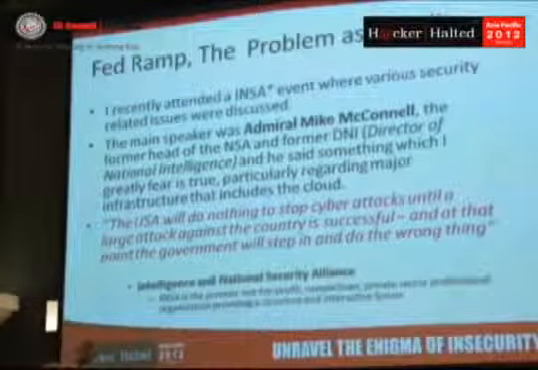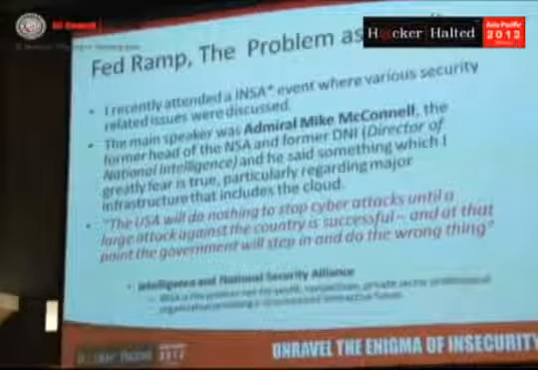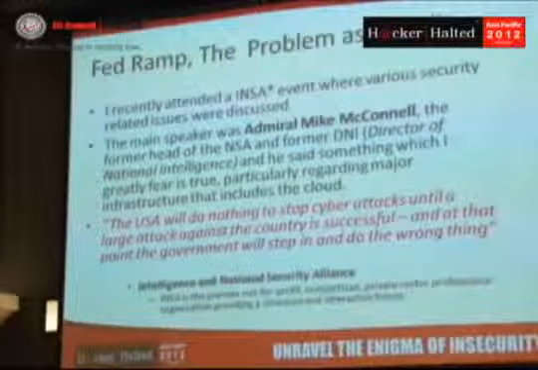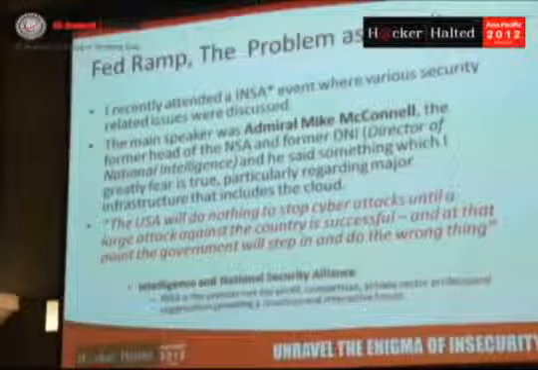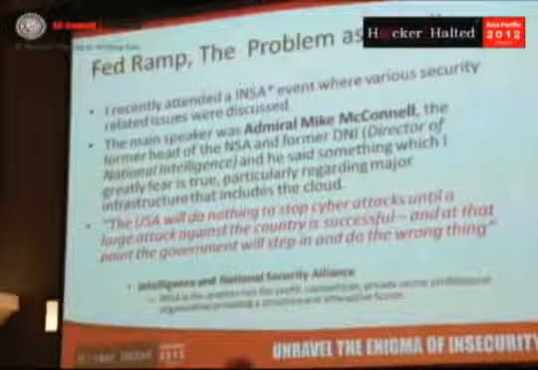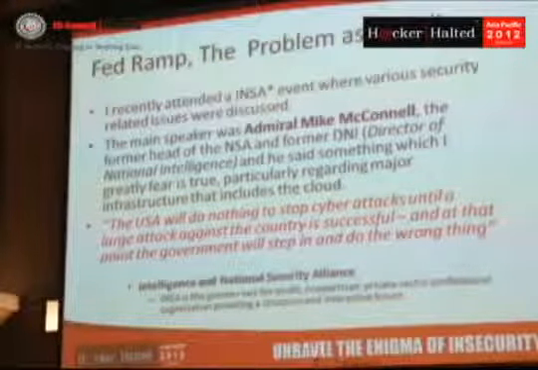He said, particularly regarding the cloud, the USA is not going to do anything to stop cyber attacks until a large attack against the country is successful. That's when we'll do something. And at that time, we're going to step in and do the wrong thing. We've seen it before. It's going to happen again. Oh my God. We are a reactive people. We are not proactive.